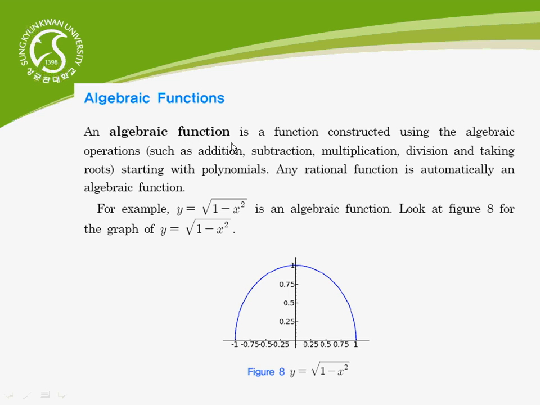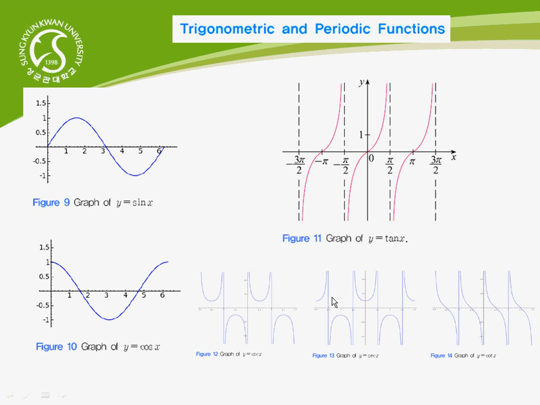This will be used over and over again. An algebraic function is a function constructed using algebraic operations such as addition, subtraction, multiplication, division, and taking roots. So like this: this is a polynomial, and you took a square root. Then this is one example of an algebraic function. The graph of this can be drawn in this way.